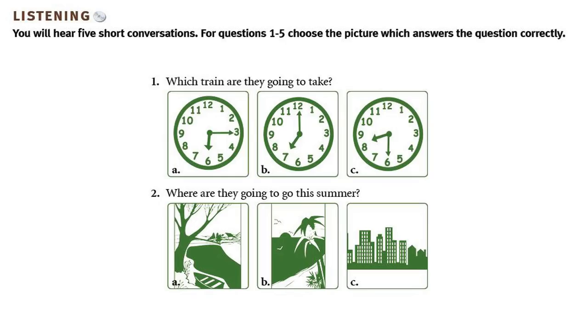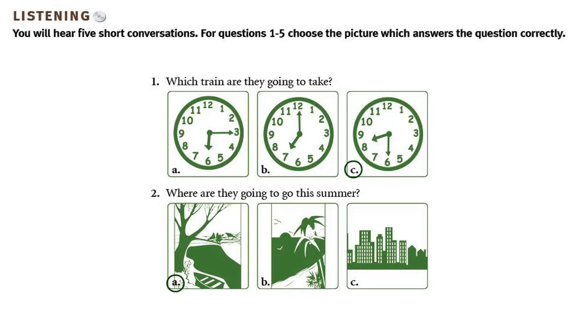2B. Listening and speaking. Listening. You will hear 5 short conversations. For questions 1 to 5, choose the picture which answers the question correctly. 1. Which train are they going to take? Well, I've just checked the train schedule and there are departures at 6:15, 7 and 8:30. Remember though, we have to pick up Charlie from work at 7:15 and then go to the station. I guess we only have one option then.